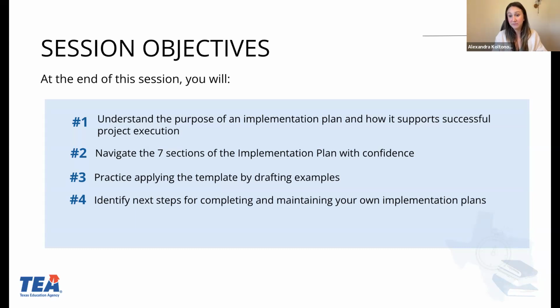We've already covered 2 of them, so we have 2 out of the 7 done, but we're going to cover the remainder. Then we're going to have you practice applying the template by drafting examples in those different tabs. And then lastly, we want you to be able to identify next steps for completing and maintaining your own district implementation plan.